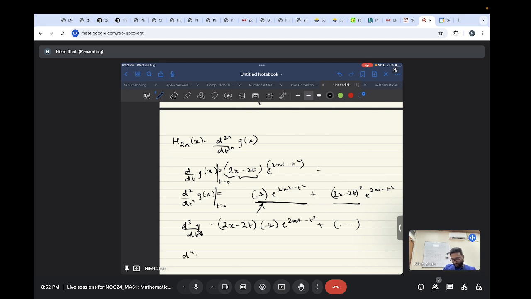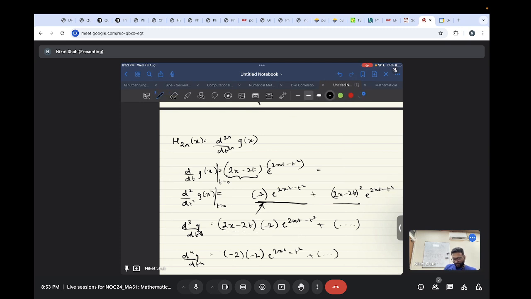But then when you go for d4g by dt4, what you end up getting is, again this is differentiated, minus 2 into minus 2 e raised to power 2xt minus t square. And then there are a lot of other terms. You'll differentiate this and keep this constant, etc.